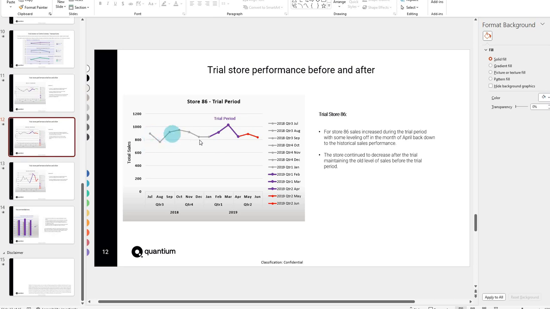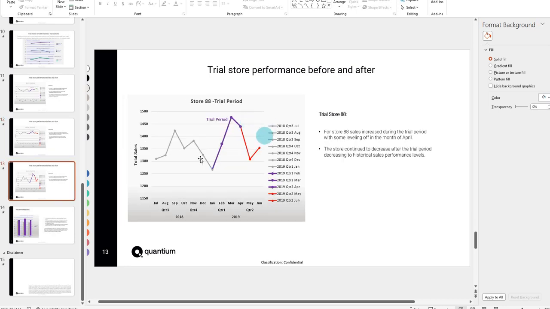And then the next one is trial store 86. We can see here the before, a big dip in August, kind of a smooth semicircle performance here, and then an increase during the trial period, a spike during the trial period, a decrease at the end of the trial period, and it kind of leveled off back to normal after the trial period, back to the normal range of where it was. So it definitely shows an impact of the new layout.